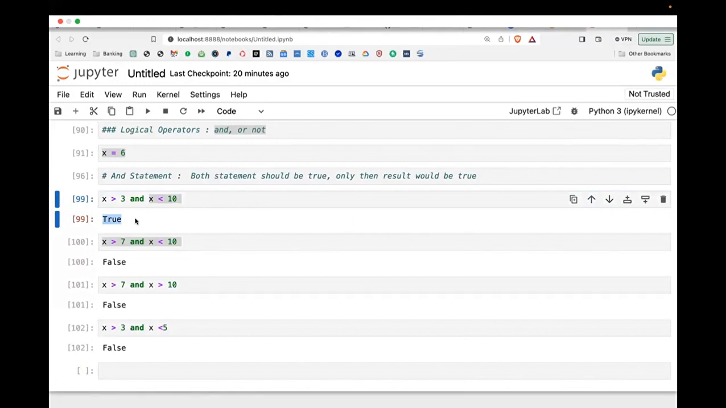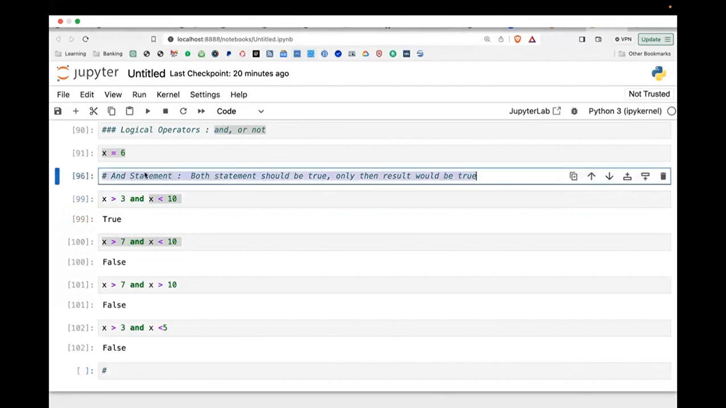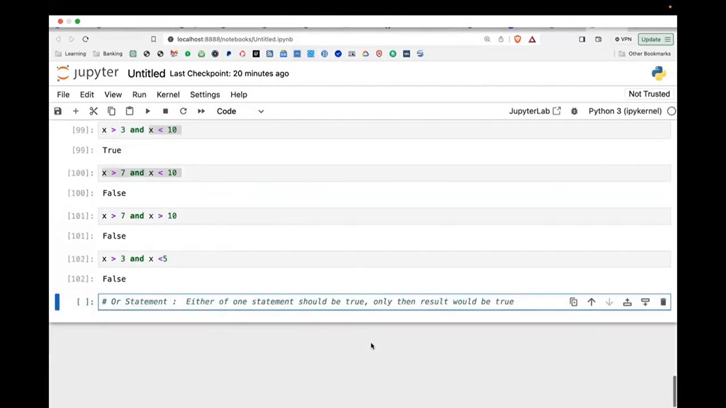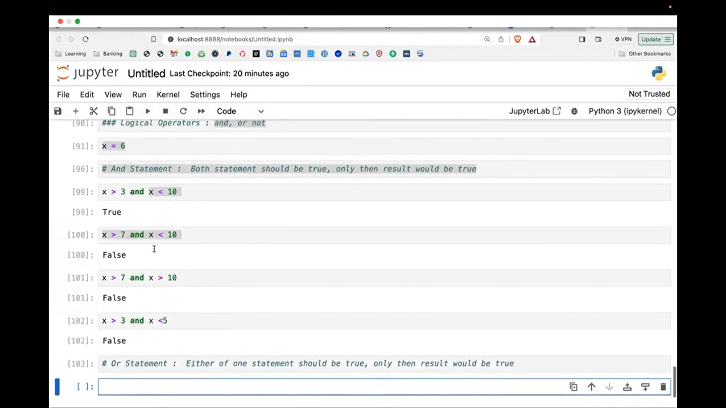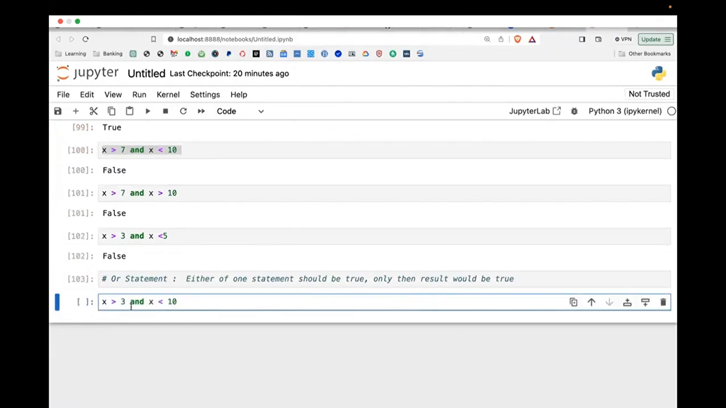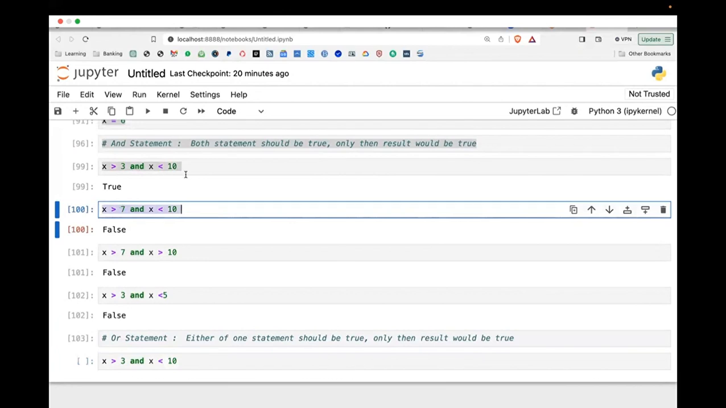Yes, you got it. Another similar kind of statement is called the OR statement. In this, if either one statement is true, the result would be true. Only either one, it doesn't matter which one. So I am applying the same conditions, the very first one. What I wanted to do, I do not want to do it multiple times.